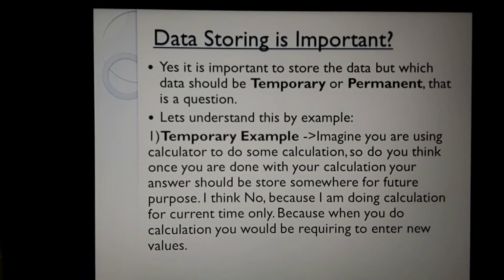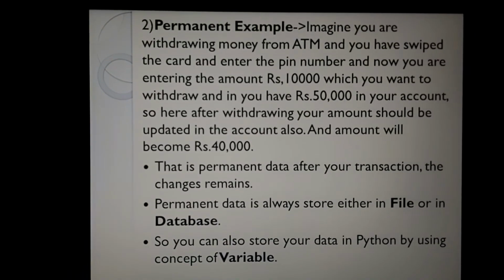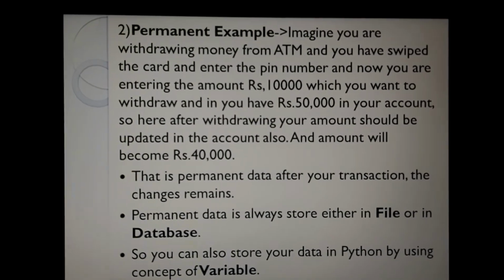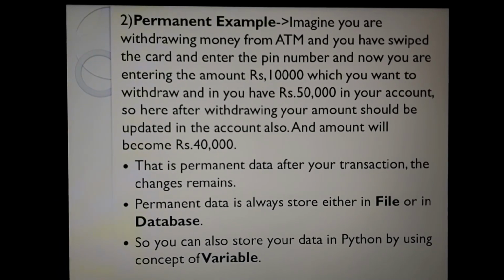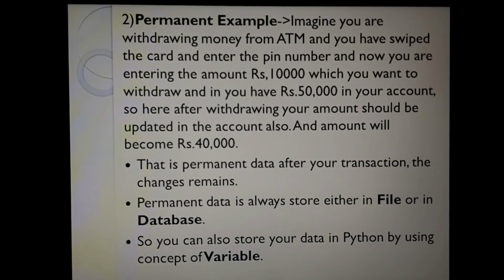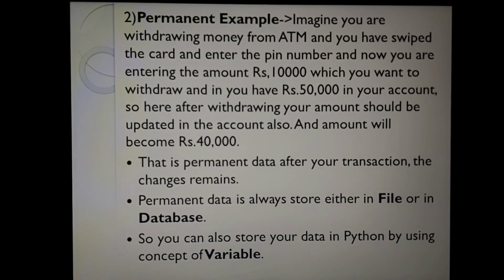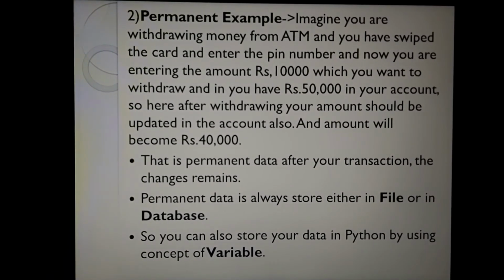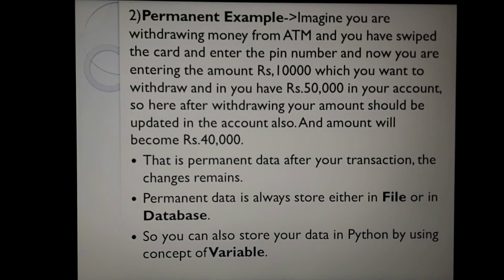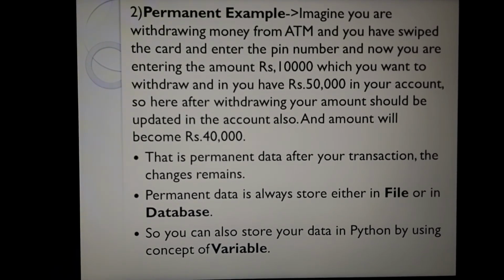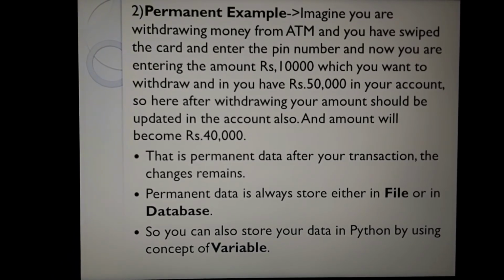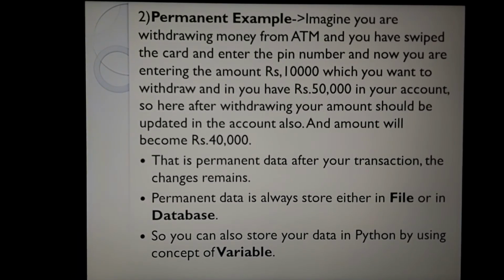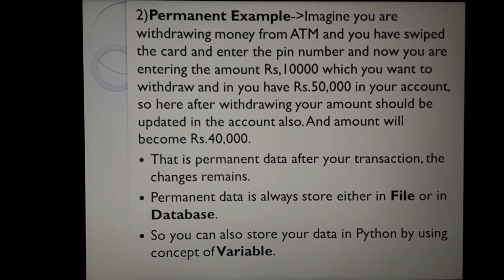Now when I come to the term permanent. Class, first of all, permanent is always related to the database. So let's take an example. Imagine you are withdrawing money from an ATM and you have swiped the card and entered the PIN number, and now you are entering the amount, rupees 10,000, which you want to withdraw, and you have rupees 50,000 in your account. So after withdrawing, your amount should be updated in the account also, and the amount will become 40,000 because you have withdrawn how much amount? 10,000. So 50,000 minus 10,000 is equal to 40,000. So that is permanent data.